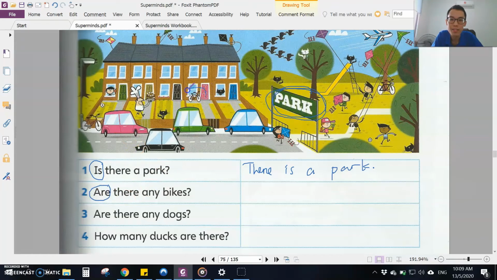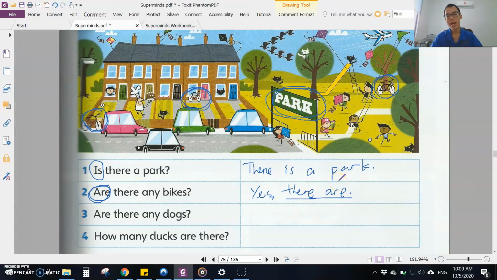Can you see the bicycle over here? Right in front of the building. Over here, behind the pink car. Over here, under the tree. So we answer yes, there are. The question asks you, are there? So you answer there are.